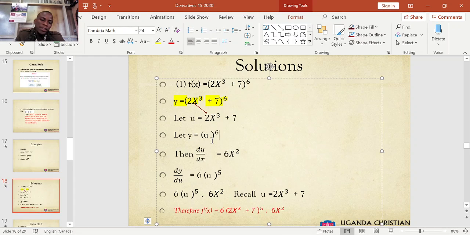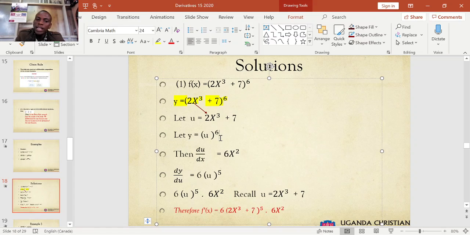Yeah, y equals u bracket to the power 6. Alright, so we're having two functions. We have the inner one, this, which you're seeing, and then the outer one, this. As you can see, the brackets. Yeah, the bracket shows the outer one, and it's to the power 6.